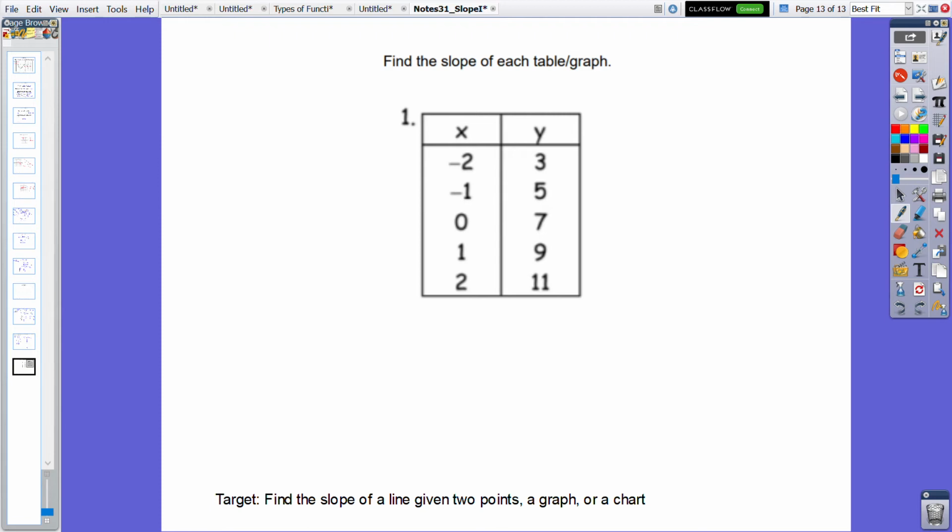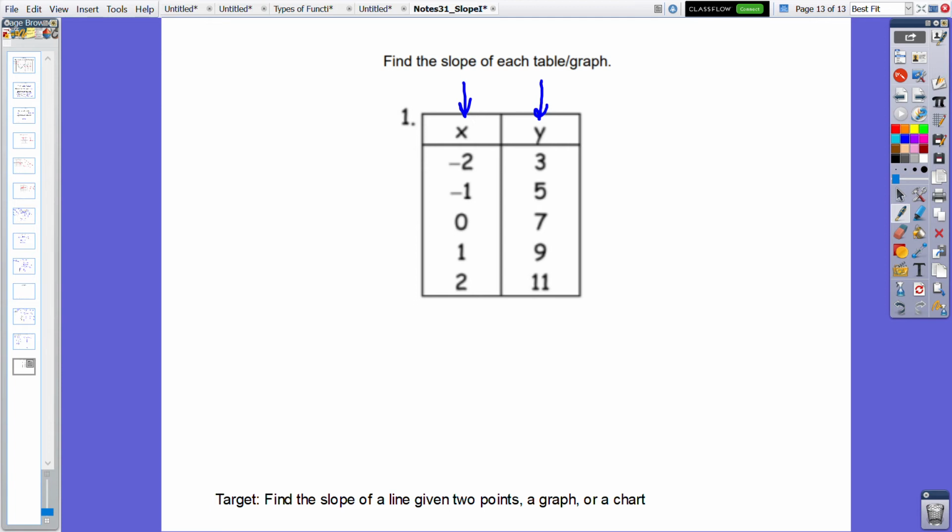All right, finding the slope from a table and a graph. Here's something you want to remember. Way back in August and September, we talked about sequences and common differences. You want to apply that knowledge to what you see in the x column and the y column here. We can treat this as a sequence. You just got to figure out what the common difference is.